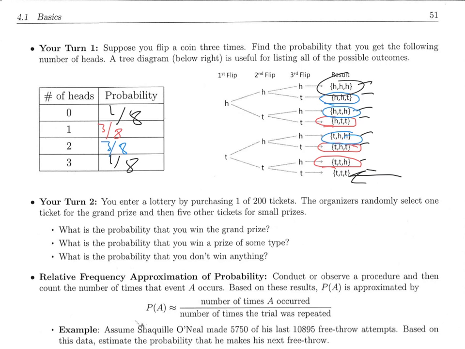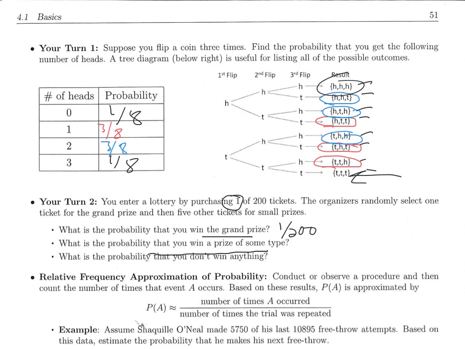Okay, so here's question number 2 for our turn. I don't think we need to do a tree diagram for this problem. You enter a lottery by purchasing 1 out of 200 tickets. They're going to do 1 grand prize, then 5 other small prizes. So what's the probability I'm going to win the grand prize? Well, I hope you're thinking it's 1 out of 200.